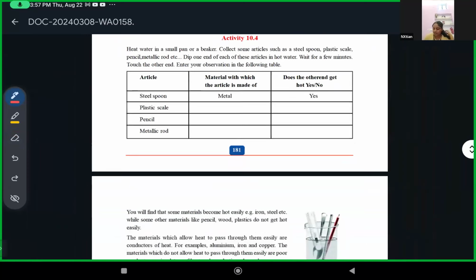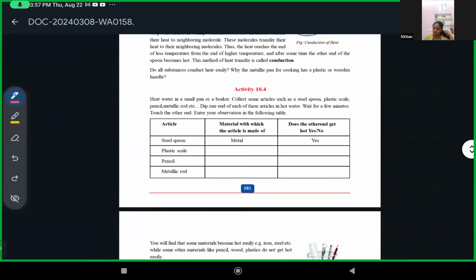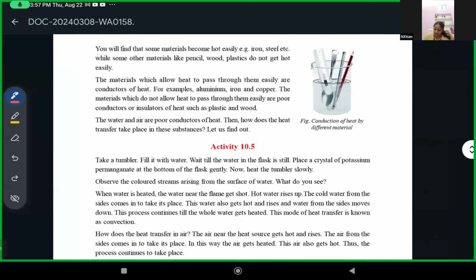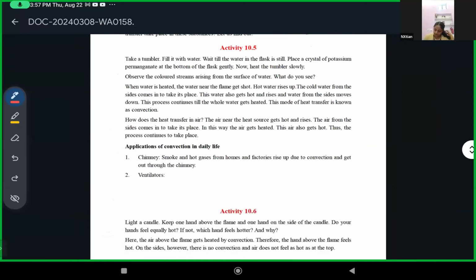So you can try out activities 10.3 and 10.4. Good, Anaya and Supriya. And 10.5. Okay.